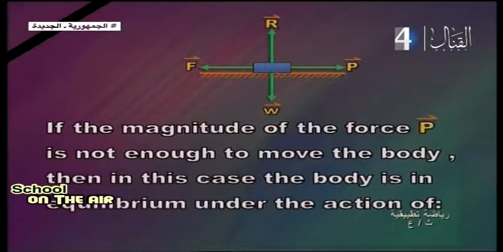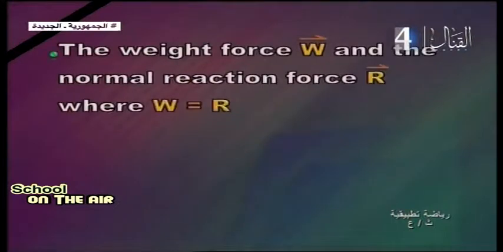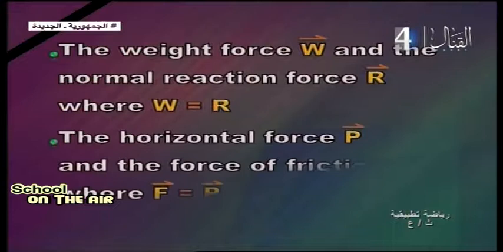If the magnitude of the force B is not enough to move the body, then in this case the body is in equilibrium under the action of the weight force W and the normal reaction R, where W equals R. The horizontal force B and the force of friction F are equal. Then F equals B.